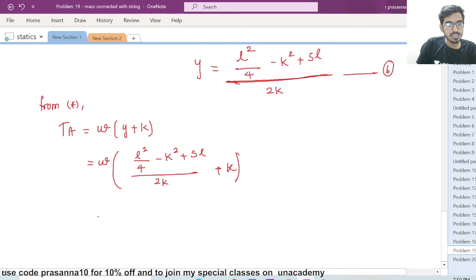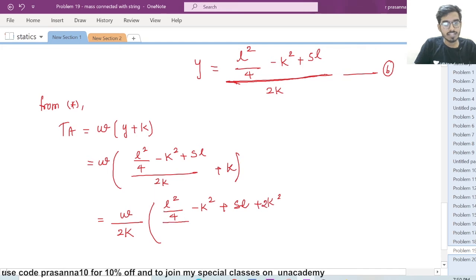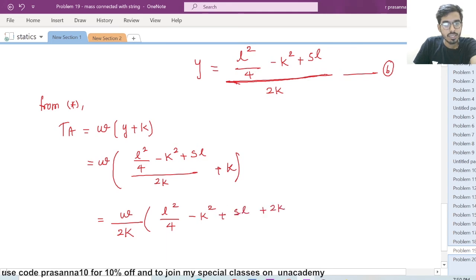Yes. Now if you take LCM, we will have small w divided by 2k as LCM here. So if you multiply 2k here, we will have 2k square, right? So we will have L square by 4 minus k square plus SL plus k plus 2k square, whole divided by 2k. Because I've taken 2k outside, I can also write that in a single step. This will be L square by 4 minus k square plus SL plus 2k square, right?